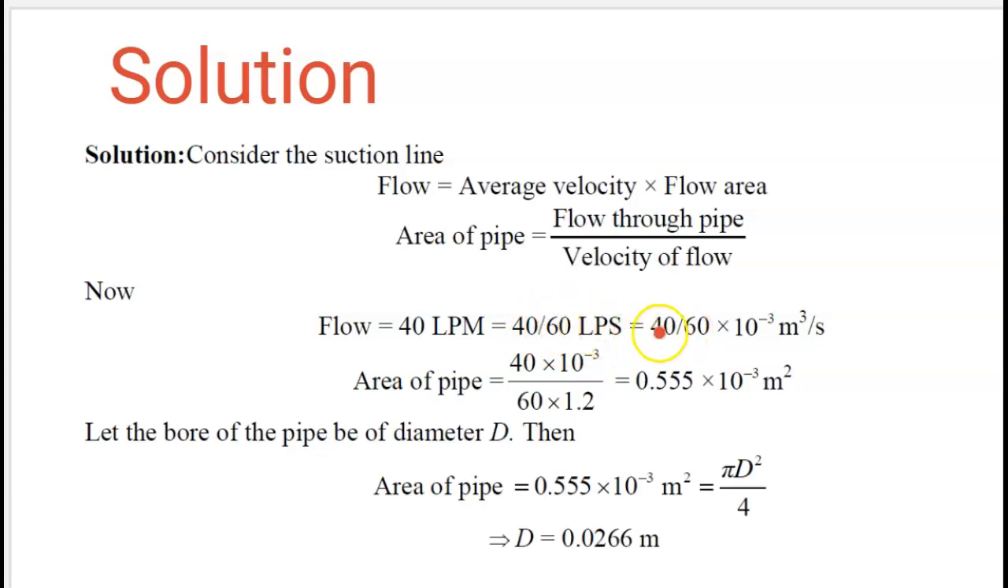Now that's liters per second, sorry. Now instead of liters, I want to convert that into meters cubed per second because it's water. So I need to divide it by another 1000 or multiply by 10 to the minus 3. That converts the liters per minute into meters cubed per second. Then I put the value in this formula, and then I get the velocity of the flow.